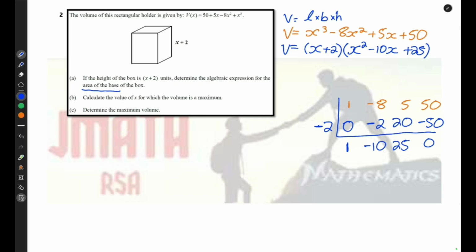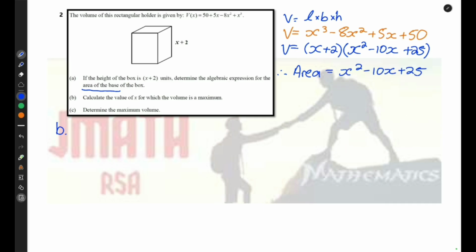So to answer their question, what is an expression for the area of the base? I can say, therefore, area would be equal to x squared minus 10x plus 25. Question B, calculate the value of x for which the volume is a maximum. Okay, they already gave me the formula, so I can just get the derivative and make it equal to 0.